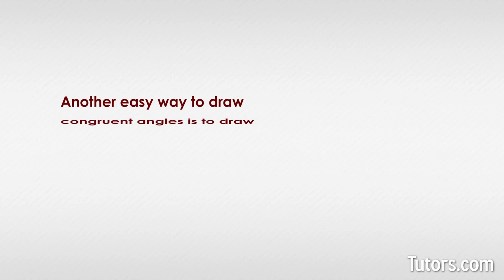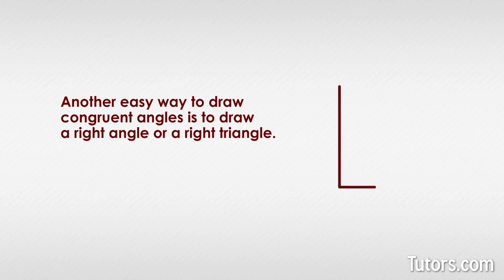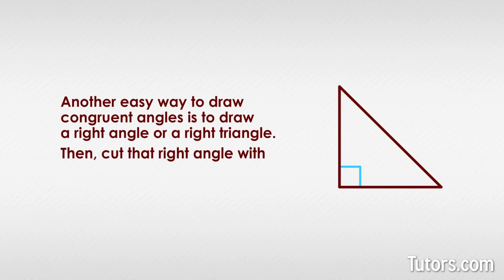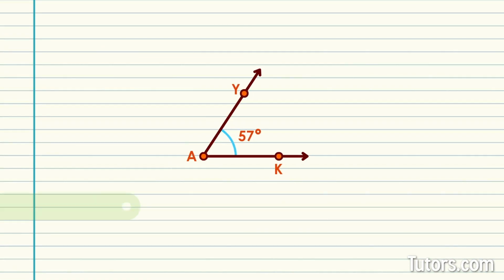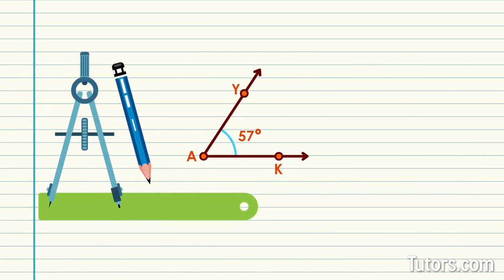Another easy way to draw congruent angles is to draw a right angle or a right triangle, then cut that right triangle with an angle bisector. You are left with two congruent acute angles, each measuring 45 degrees. But what if you have a given angle and need to draw an identical congruent angle next to it?